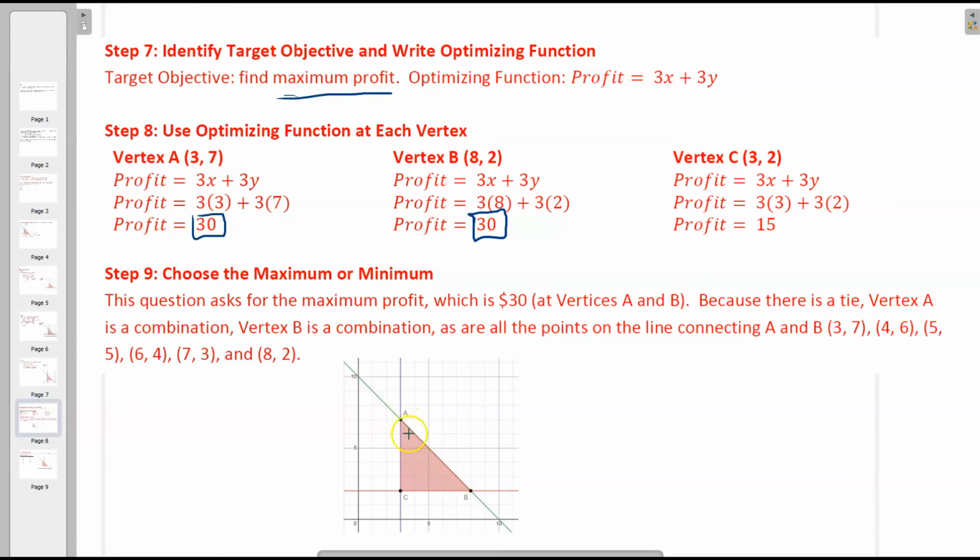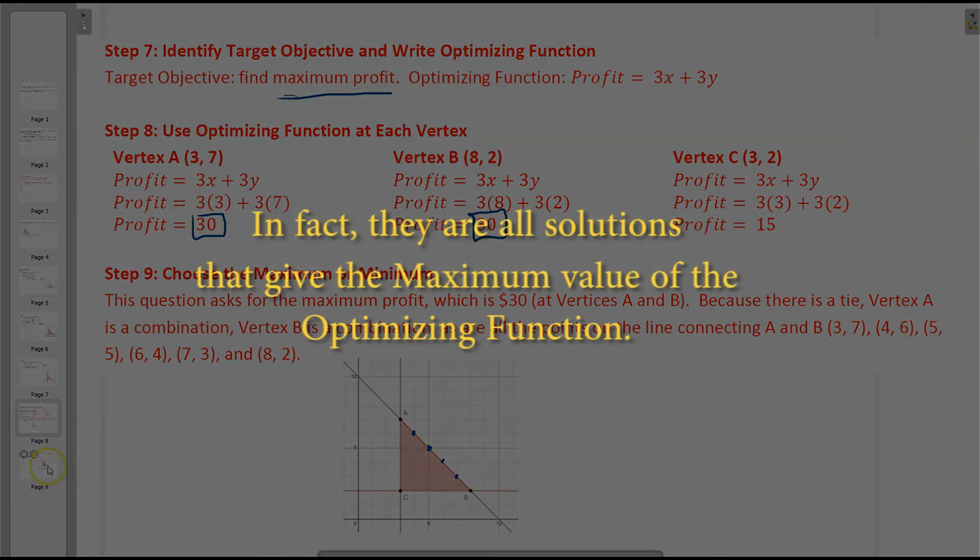So if we look at the graph here, you can see that it looks like the points here, here, here, and here all give us points along that line. They all are where there are lines intersecting in the graph. So we've got vertex A, which was 3, 7. We move over, we're at 4, 6. Move over 1, we're at 5, 5. 6, 4. 7, 3. And 8, 2, which was the B vertex. So all of those are also solutions.